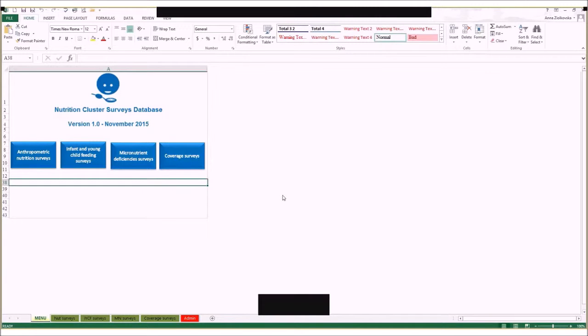The tool consists of 4 different sheets depending on the type of the survey. The first is anthropometric nutrition surveys, which is mostly our SMART surveys, but it also can include any other anthropometric nutrition surveys, for example, MICS or DHS, or any other survey which collects this information.